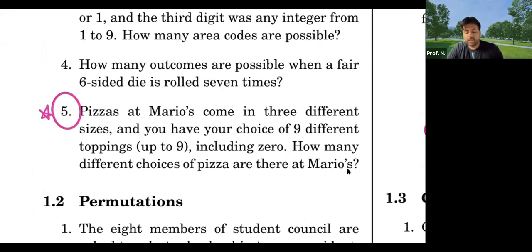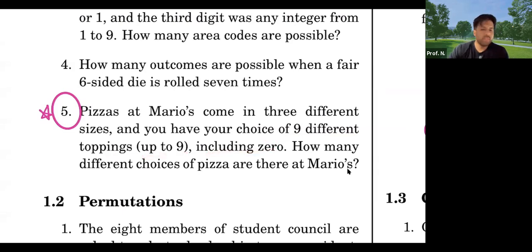Pizzas at Mario's come in 3 different sizes. So you can assume small, medium, large, or individual size, a medium pie and a large pie, right? And you have your choice of different toppings. Oh, actually, it's the pizza slices. The pizza slices come in 3 different sizes. Or you can talk about the pizza pies, either way. And you have your choice of 9 different toppings, up to 9, including 0.